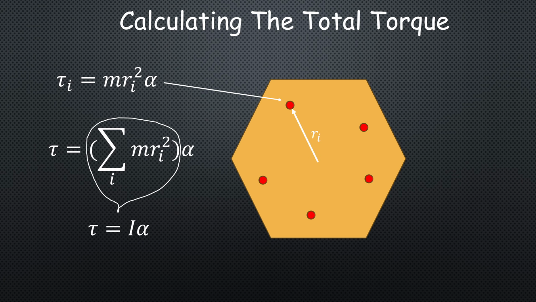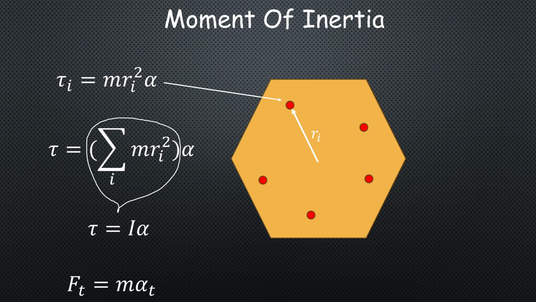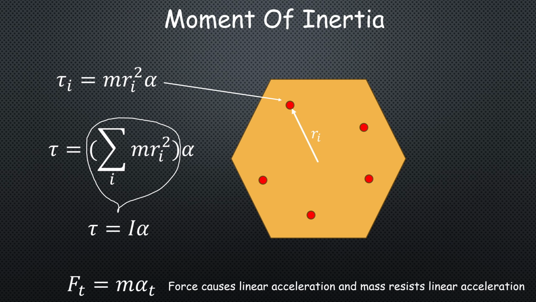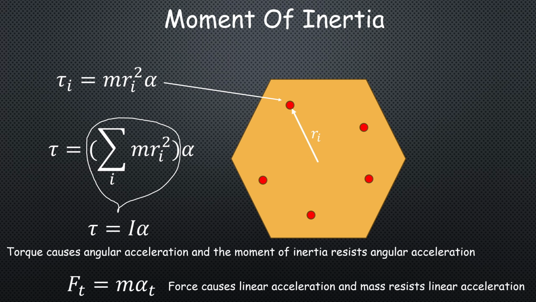This gives us the following equation, and the component in the parentheses is called the moment of inertia, represented as capital I. Notice how similar it is to Newton's second law, which tells us that force causes linear acceleration and mass resists linear acceleration. In the rotational version of this law, we have torque, which causes angular acceleration, and the moment of inertia resisting angular acceleration.